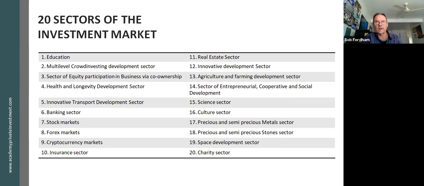The culture sector, as just seen in the movies and merchandising, precious and semi-precious metals and stones, space development sector, a huge multi-trillion-dollar industry with man planning to re-land on the moon by 2025 and beyond.